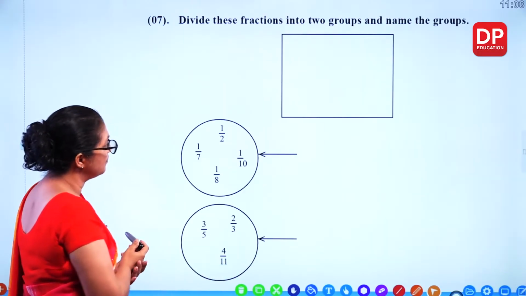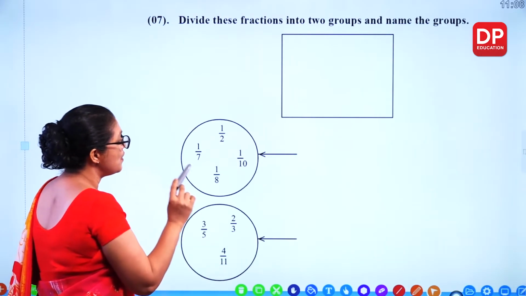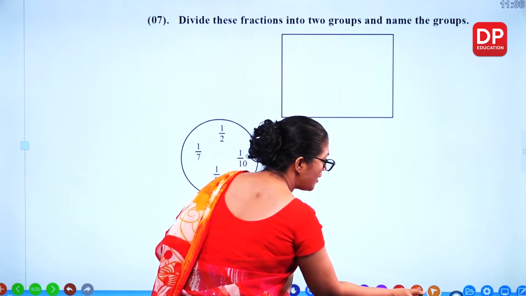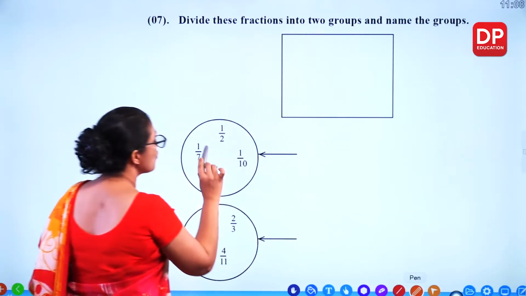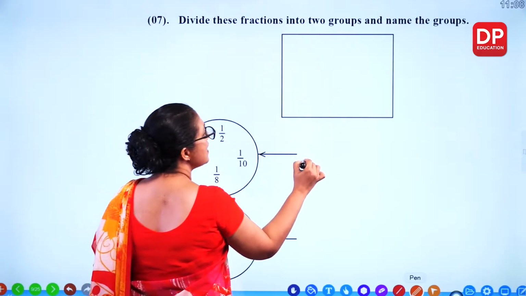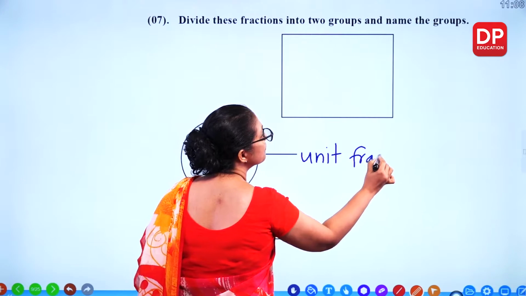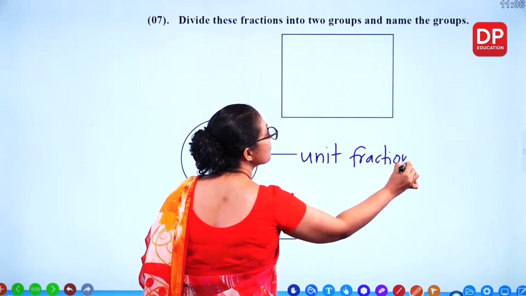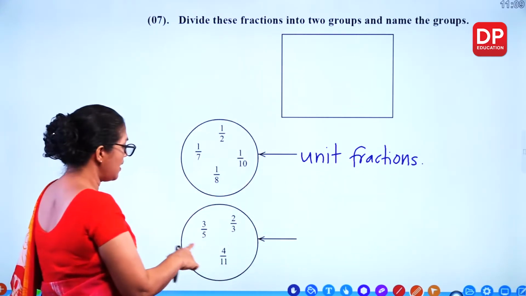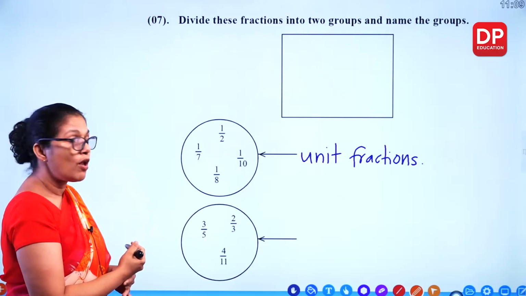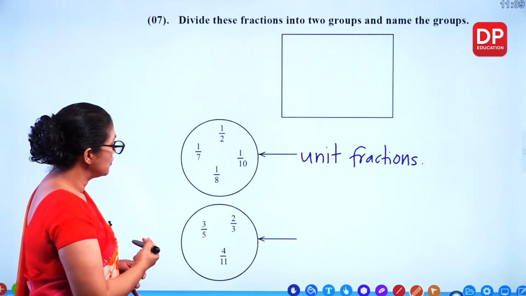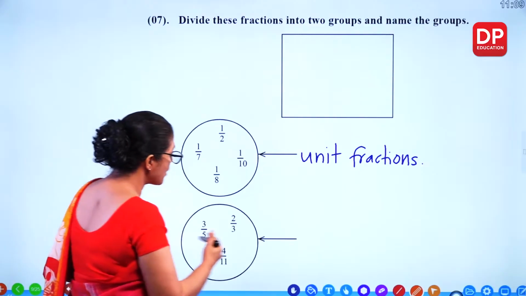What are these? Look carefully. The numerator is always 1 in the first group. So what are those? We can say these are unit fractions. And here the numerator is smaller than the denominator. So those are proper fractions.